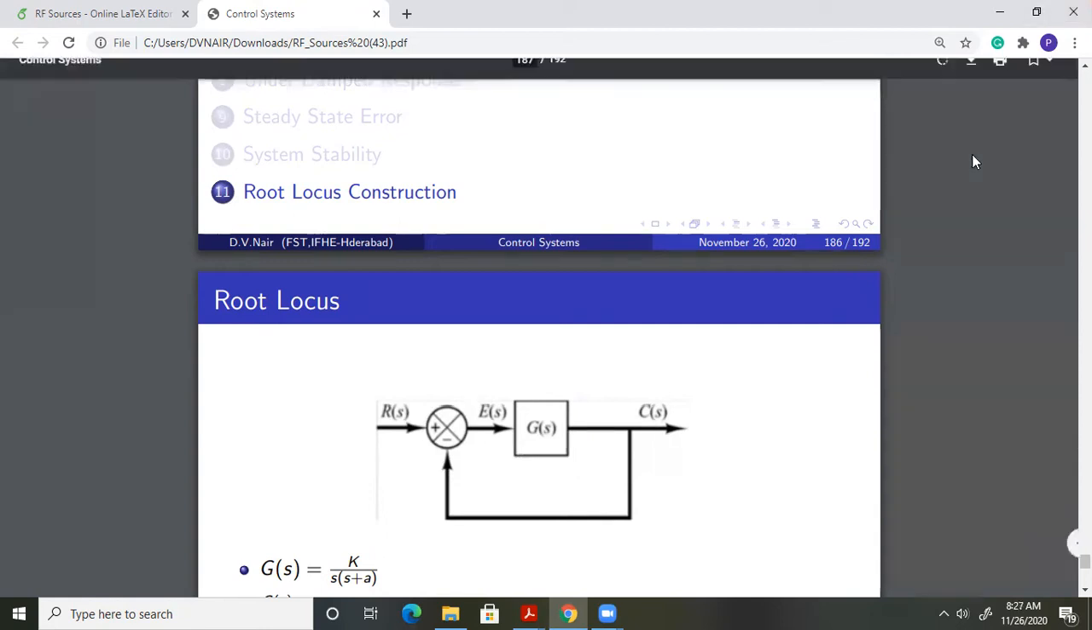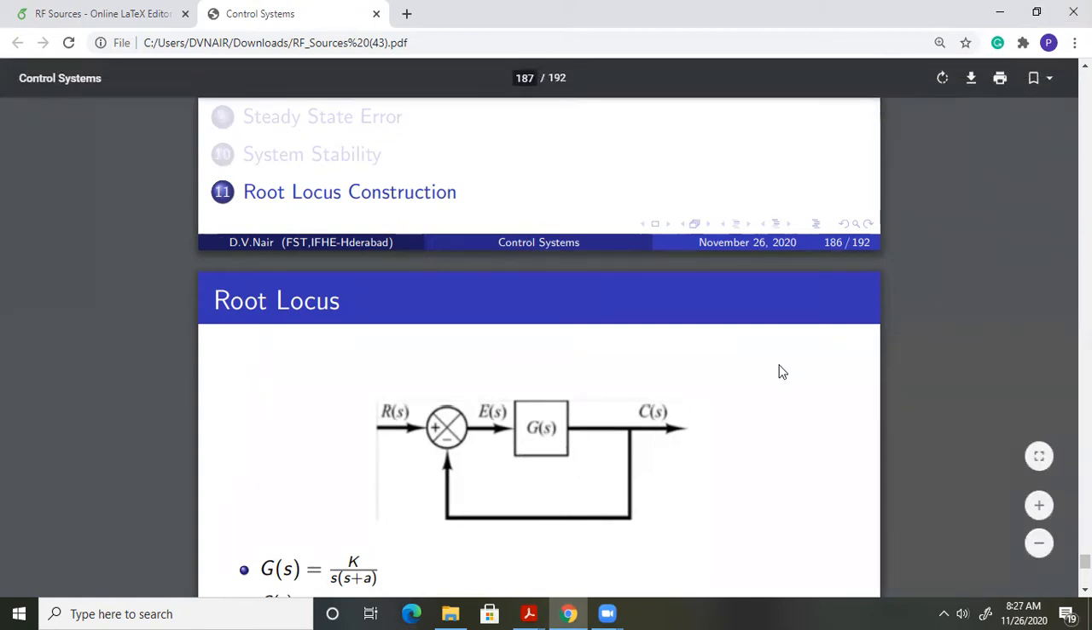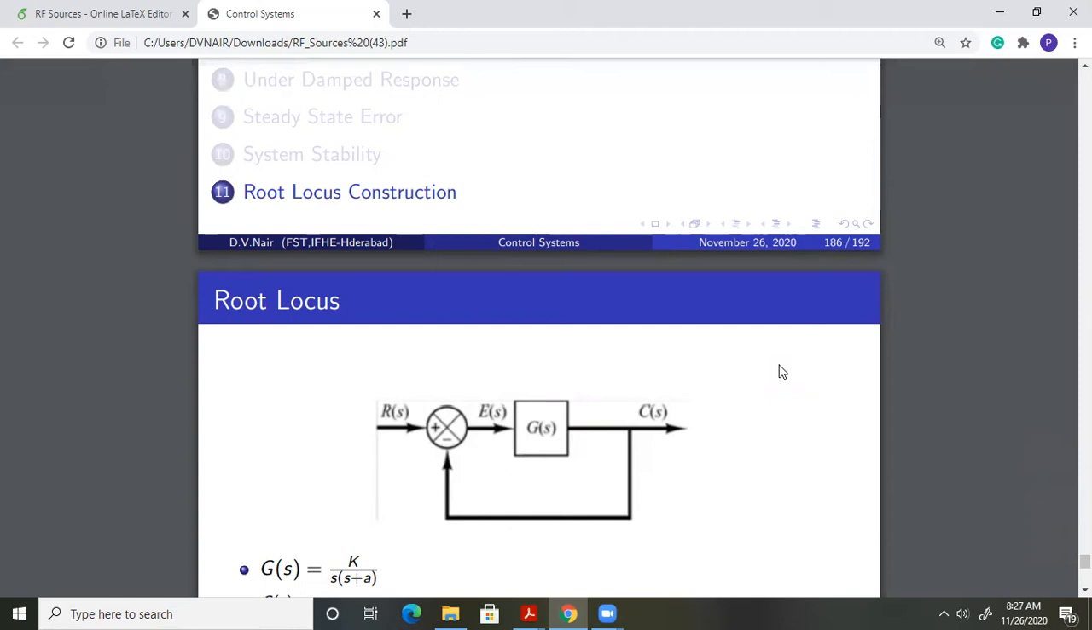So we will look into this, called root locus design or techniques for constructing a root locus. Now, this is actually a graphical technique that allows us to obtain all possible positions of the roots of the characteristic equation by varying one of the system parameters.